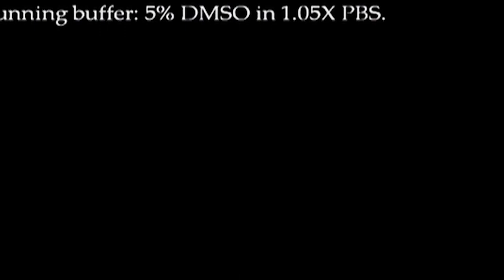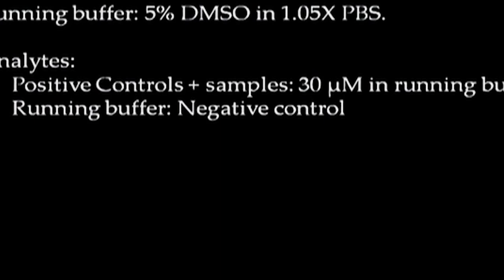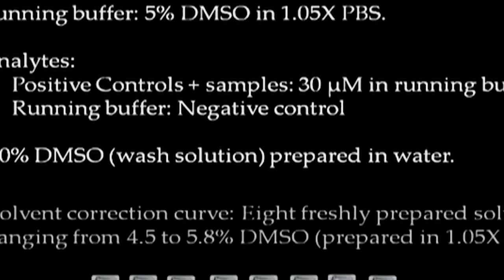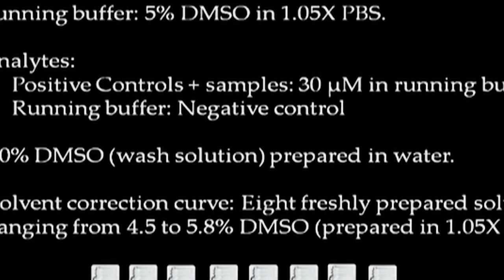As per the volumes listed in the table, we will prepare the following samples and reagents. Running buffer will be 5% DMSO in 1.05x PBS, positive controls and samples at 30 micromolar concentration in running buffer, and running buffer will be used as negative control. A wash solution is prepared with 50% DMSO in water, and lastly 8 freshly prepared DMSO solutions ranging from 4.5% DMSO to 5.8% DMSO are prepared for solvent correction.